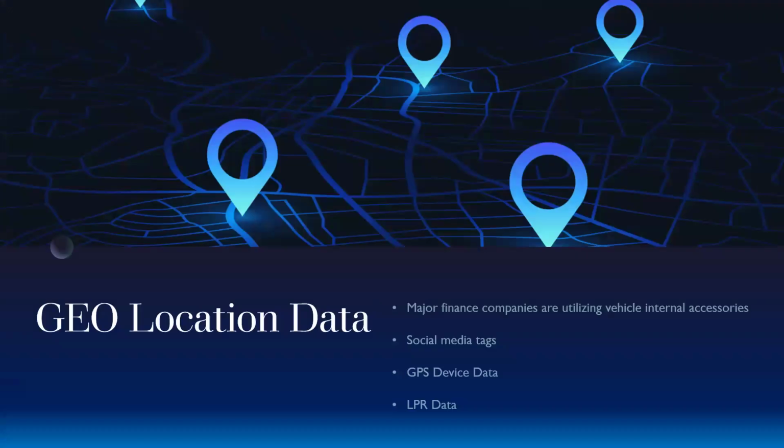Let's jump on geolocation data. Many major finance companies are utilizing the internals of the vehicles, through the radio systems, through satellites. Sometimes they put little tags inside of them at the dealers. Also look up social media tags. Where are they tagging? We just reviewed that earlier. GPS device data. If you're a major finance company and you may not have access to the internal GPS, check with a lot of your dealers. Many of them, because of the spikes in fraud and vehicles that they are responsible for finding, they're putting LoJack type systems in there. And then, of course, last but not least, the LPR data.